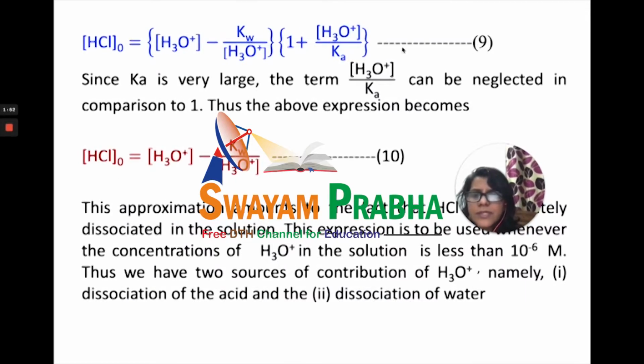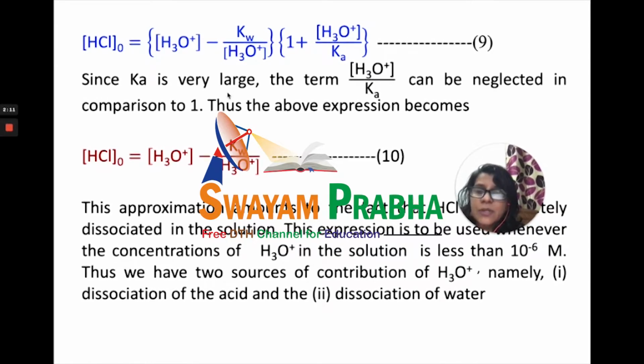Now in this expression, because we know that the value of Ka is very large, the term H3O plus upon Ka can be neglected in comparison to 1. So what are you left with? You are left with H3O plus minus Kw upon H3O plus.